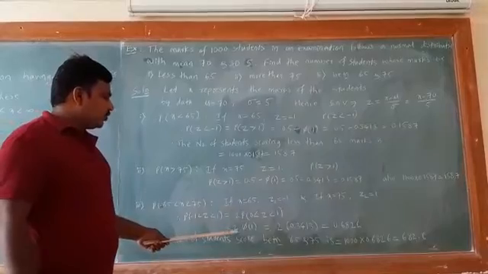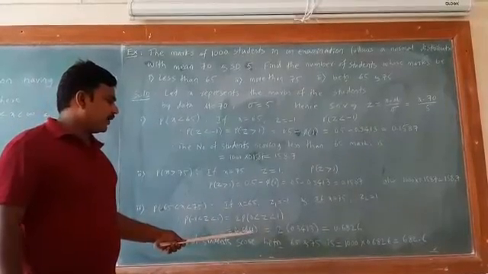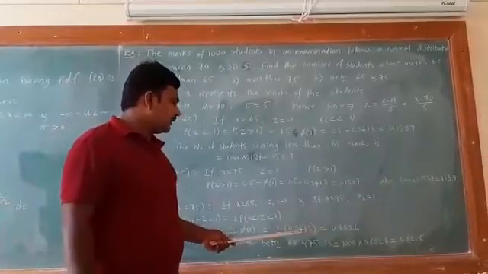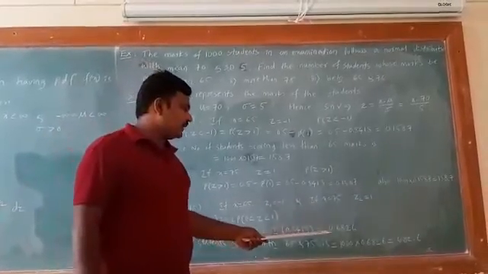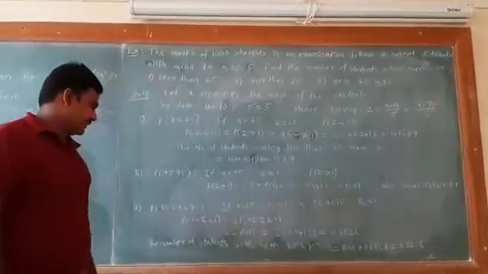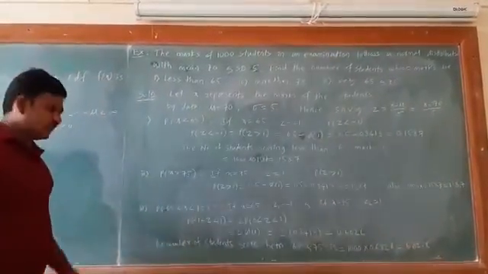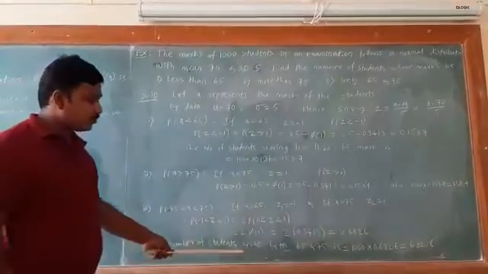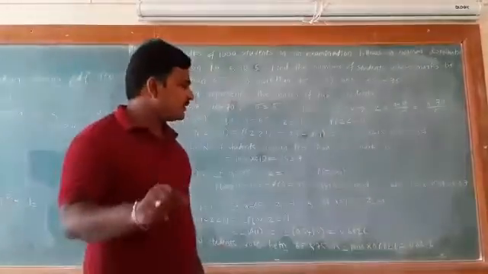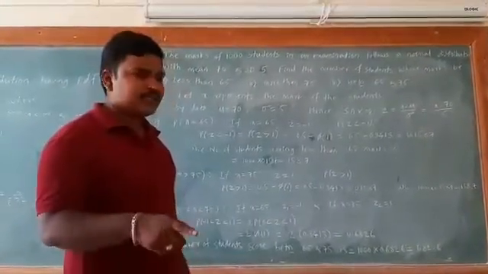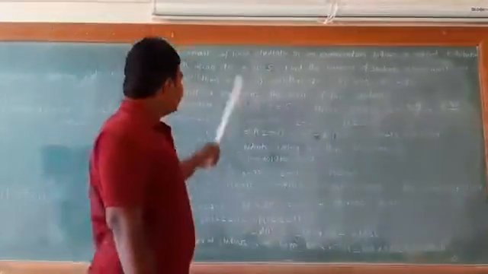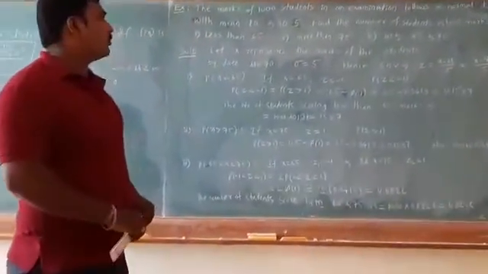Then it is equal to 2 times phi of 1. We already know the phi of 1 value is 0.3413. 2 times 0.3413 is equal to 0.6826. Okay, so these are the conditions. Lastly, the number of students scoring between 65 and 75 is 1000 into 0.6826, which is equal to 682.6.